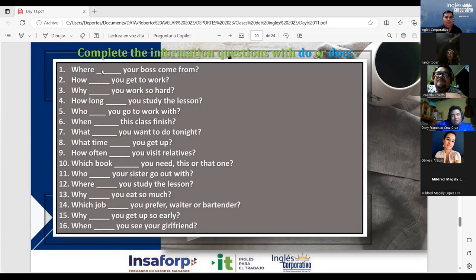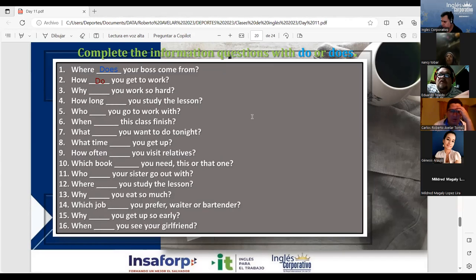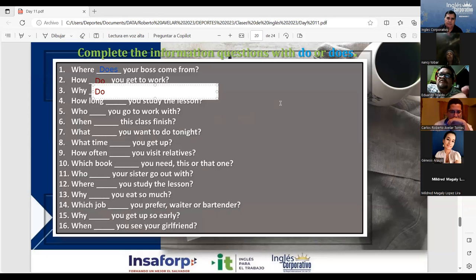Where does your boss come from? How do you get to work? Get to work, no. How do you get to work? Why do you work so hard? How long do you study the lesson? How long do you study?